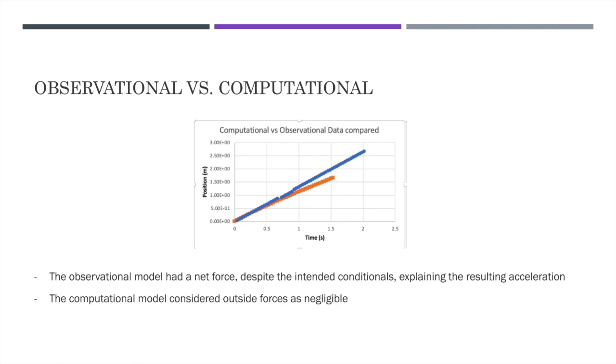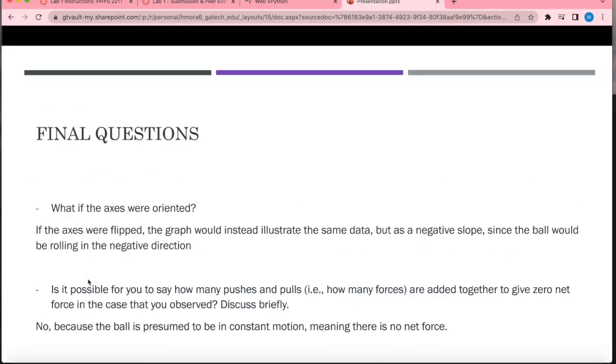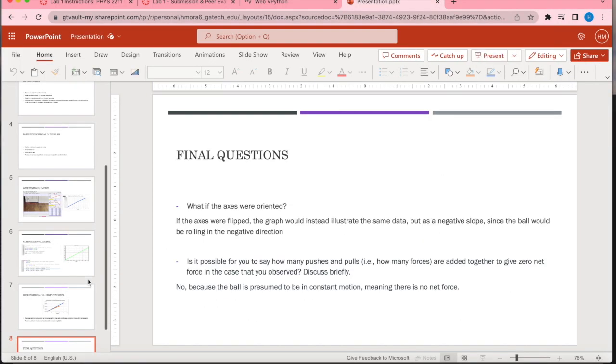If the axes were flipped, the graph would instead illustrate the same data but with a negative slope, since the ball would be rolling in the negative direction. And it's not possible to say how many pushes or pulls are added together to give the zero net force, because the ball is presumed to be in constant motion, meaning there is no net force.